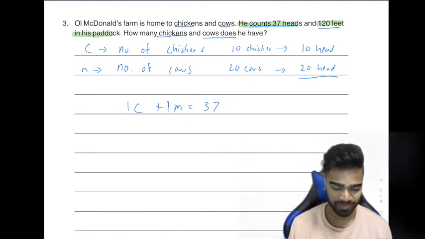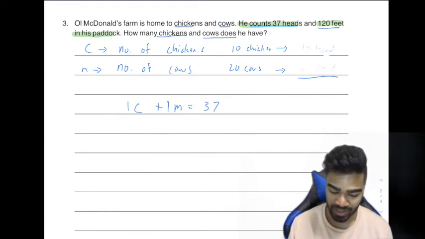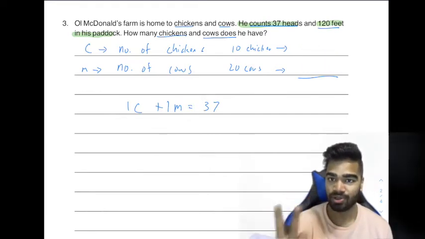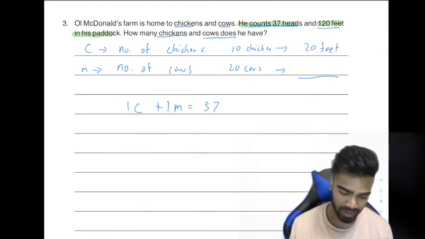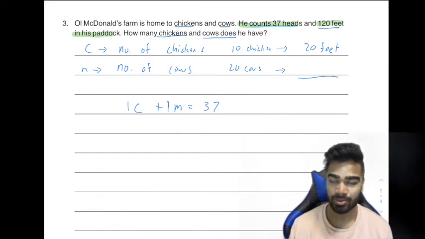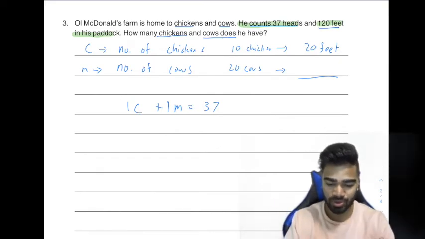120 feet. Well, I hope you know this. How many feet do chickens have? Well, chickens have 2 feet. That means if there are 10 chickens, they're going to have 20 feet, 10 times 2. And how many feet do cows have? Well, cows have 4 feet, right? 2 at the front, 2 at the back.